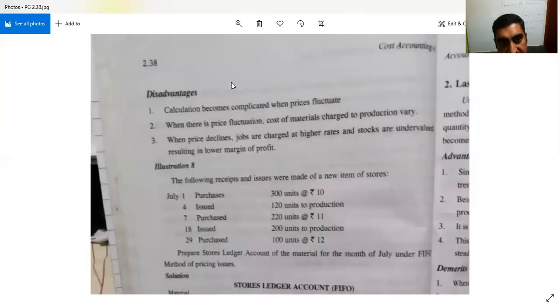And there are disadvantages. Calculation becomes complicated when prices fluctuate.